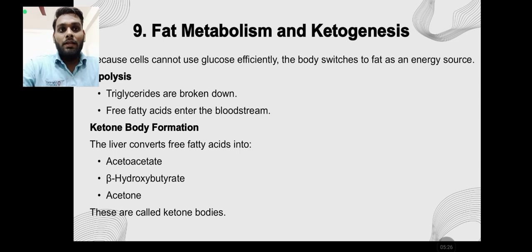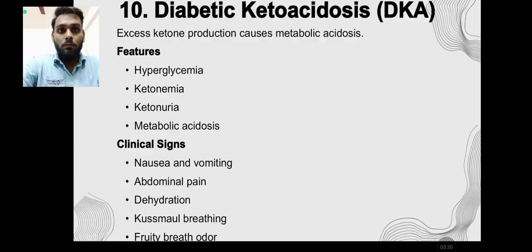Ninth is fat metabolism and ketogenesis. Because the cells cannot use glucose effectively, the body switches to fat as an energy source. The triglycerides are broken down, and free fatty acids enter the bloodstream. Ketone body formation: the liver converts the free fatty acids into acetoacetate, beta hydroxybutyrate, and acetone. These are called ketone bodies.